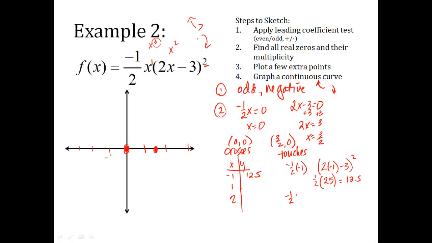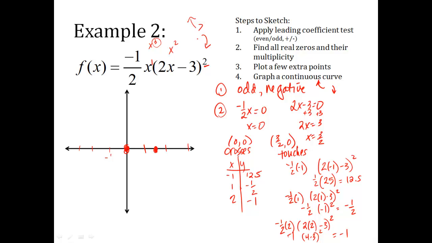Now we're going to do the same thing with a +1. 2 times +1 minus 3. That's -1/2 times (2 minus 3), which is -1 squared, which is +1, so I really just have -1/2. Lastly, -1/2 times (2 times 2 minus 3) squared. So this is going to be a -1/2 times (4 minus 3) squared. That's a 1 times -1/2 gives me -1/2. So here's my 3 new values.